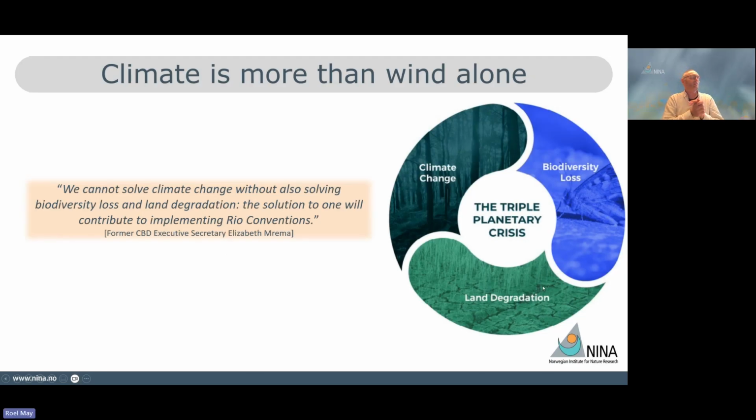Because we are not only talking about climate change here with regard to wind energy, we actually have a triple planetary crisis that we have to deal with. And that also means that we need to consider not only climate change and reducing carbon emissions, but also biodiversity loss and land degradation.